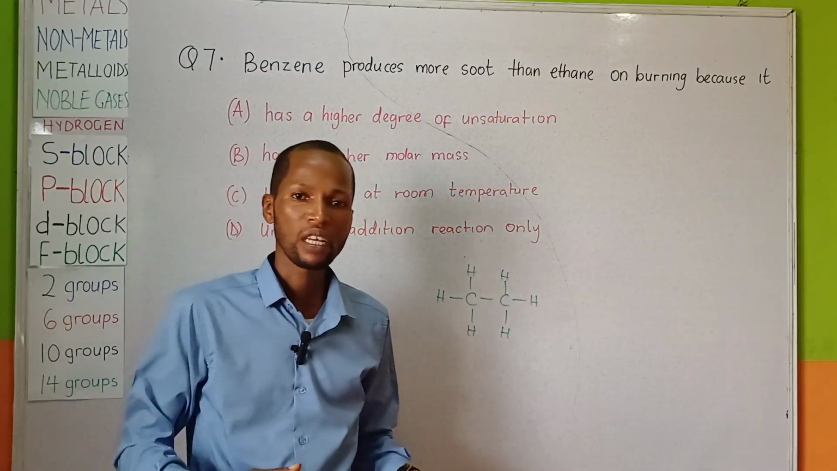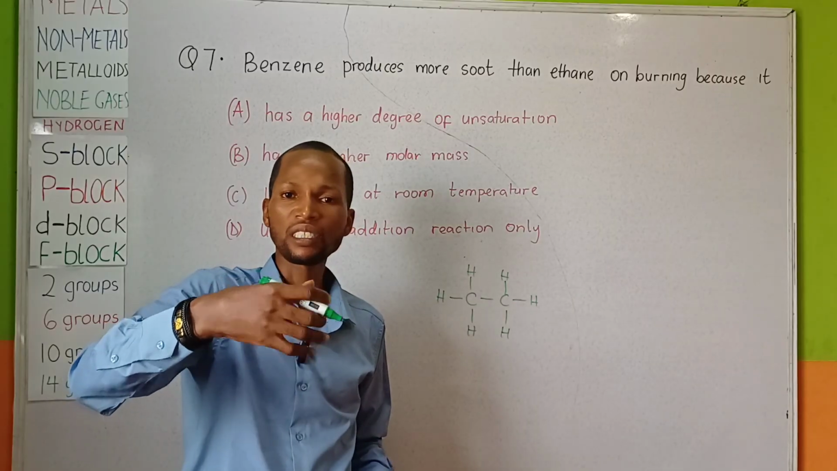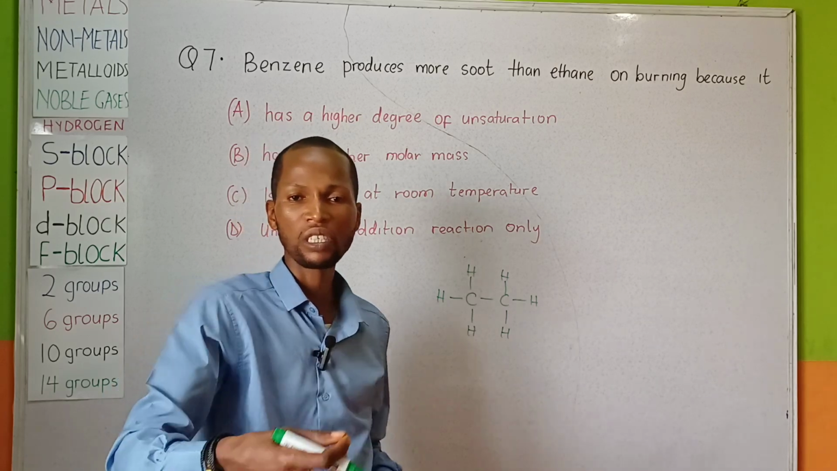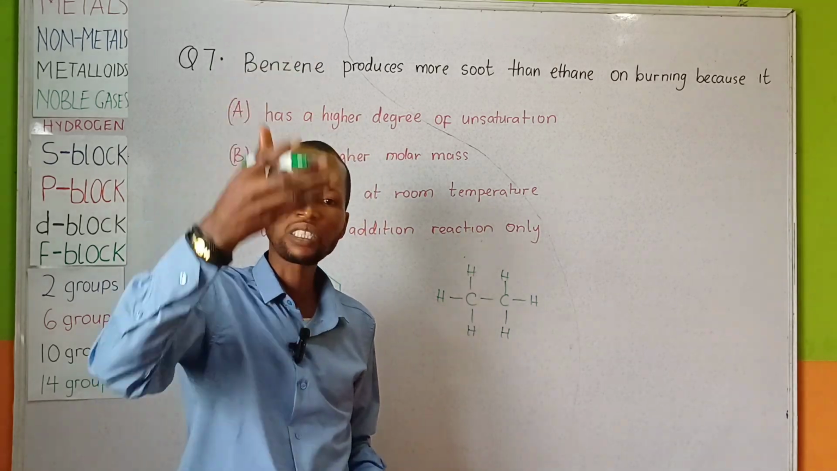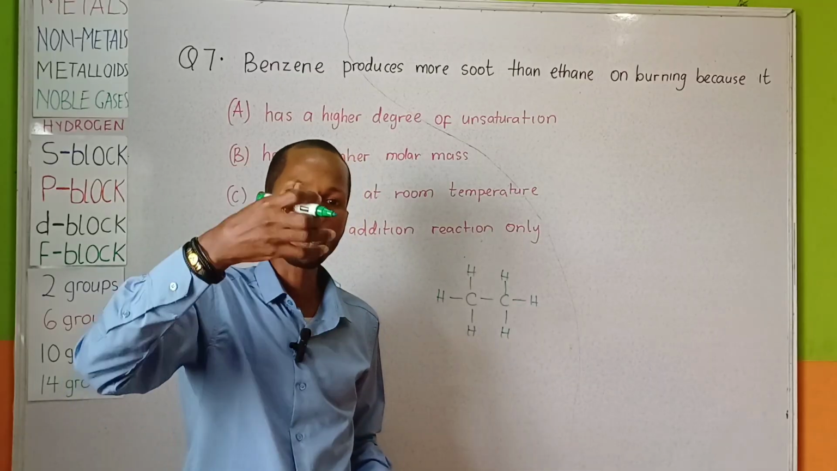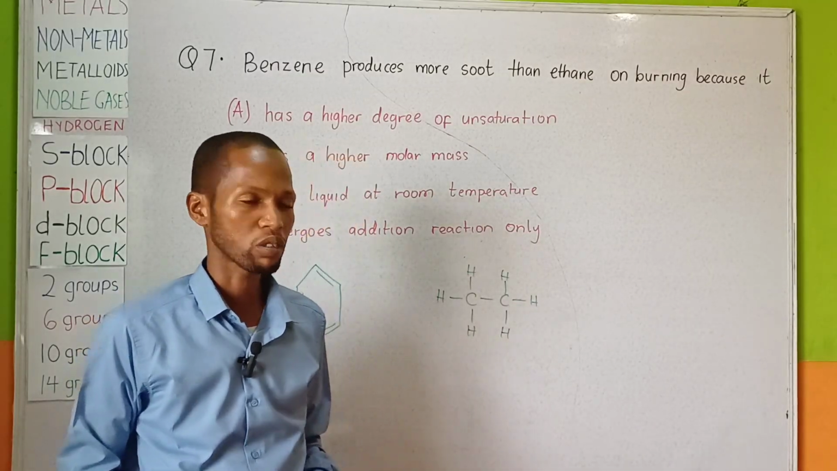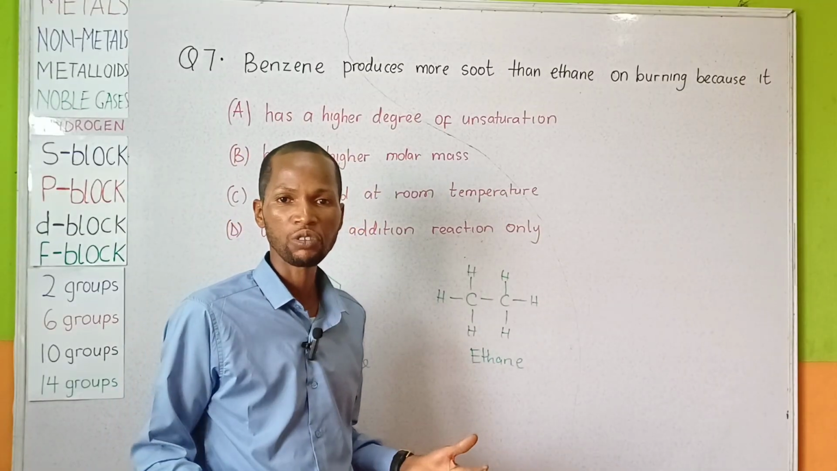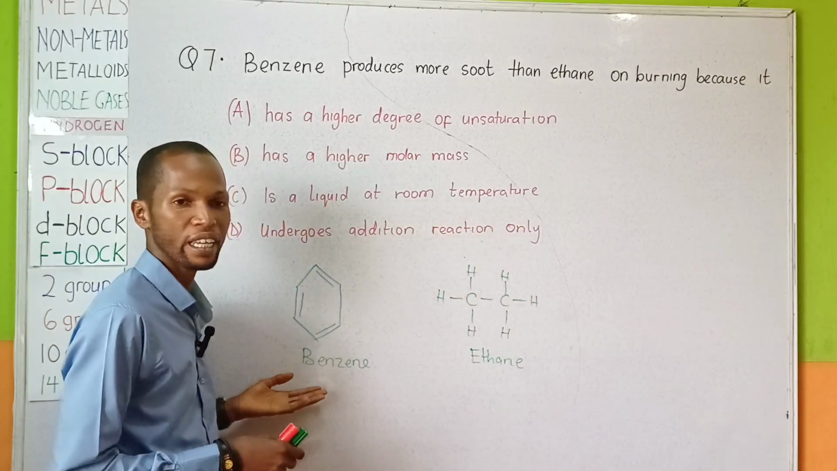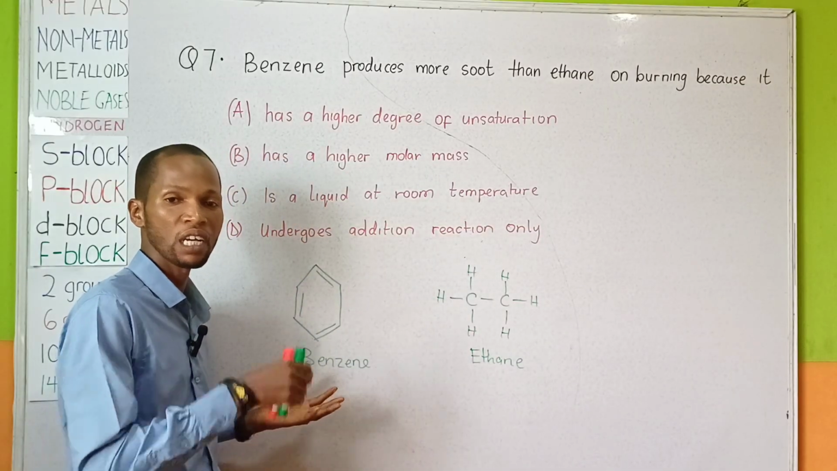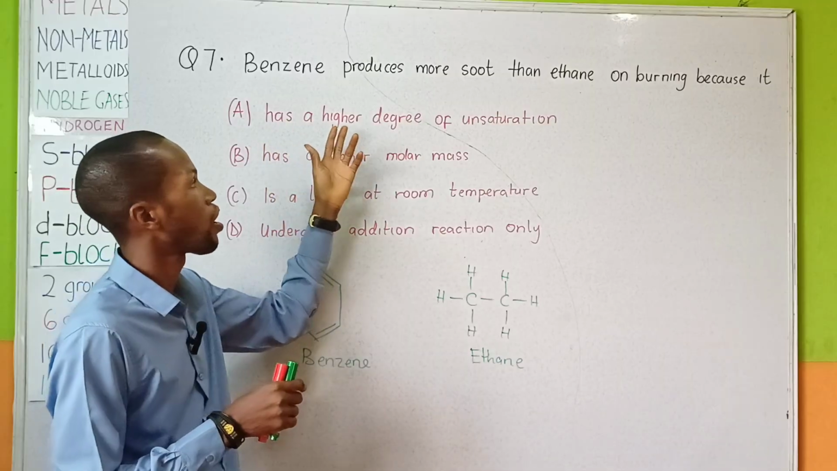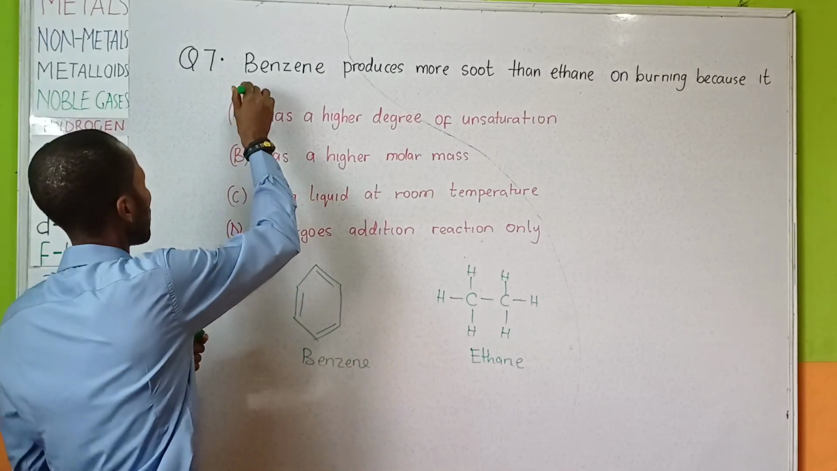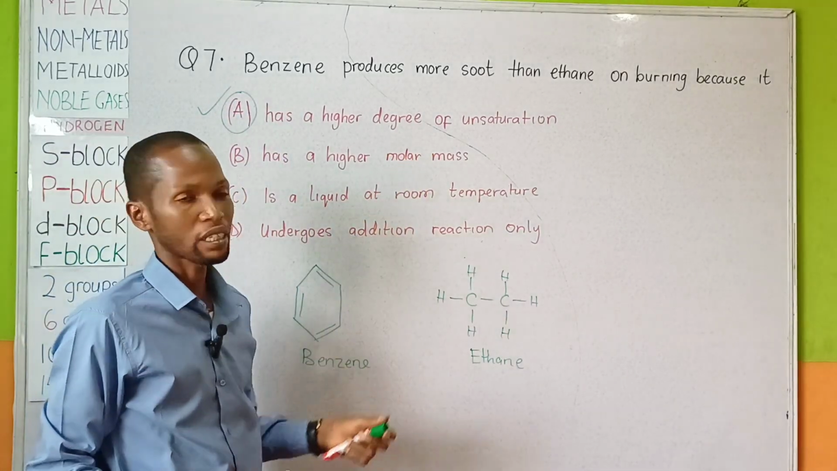The soot flame is the black flame that comes out of benzene when it is undergoing combustion. So when you take a sample of benzene and you introduce it into a burning flame, it brings out a black flame as if you are burning a tire. So that is the soot that we are talking about. Ethane is saturated because it has single bonds all through, no double bond like we have in the case of benzene. In benzene we have 3 double bonds, which is responsible for the higher degree of unsaturation. So the answer to this question is option A, higher degree of unsaturation.